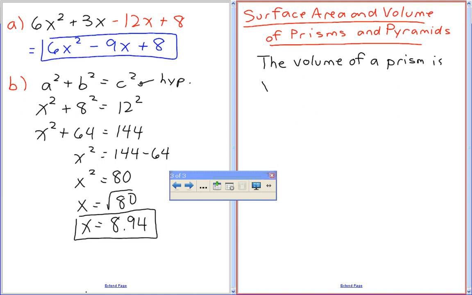The volume is the area of the base times whatever the height is. Okay? Because you think, if let's say you have something that's 1 meter squared on the bottom, and you're going to times by 5 meters high, it's going to be 5 cubic meters.